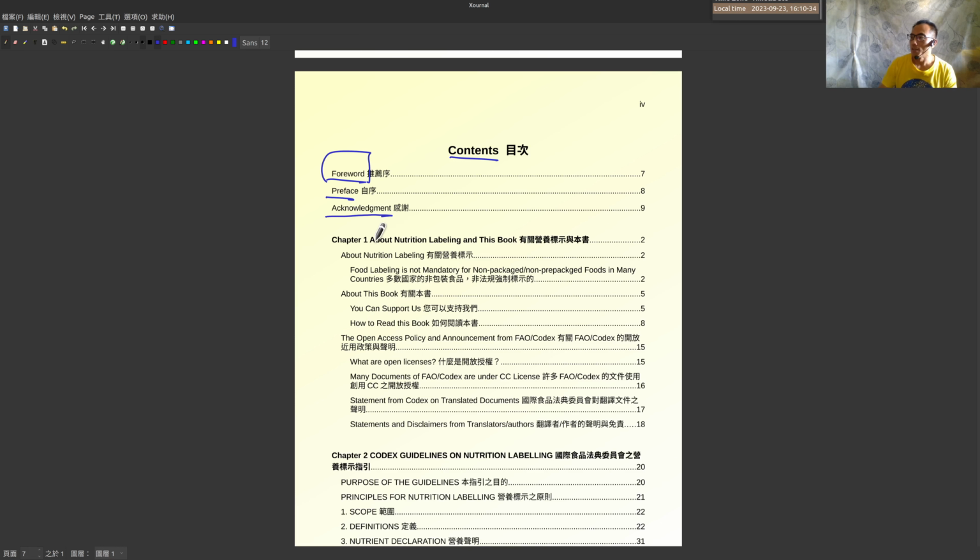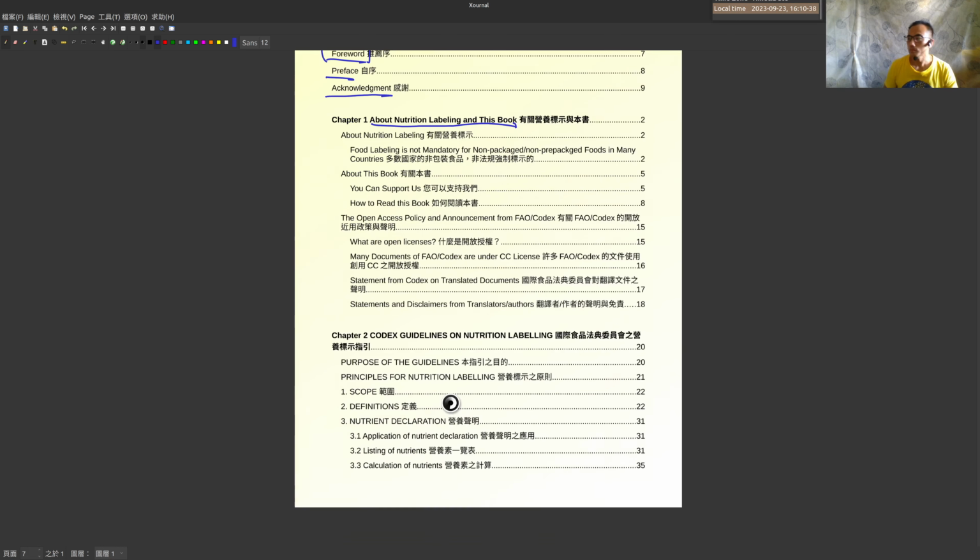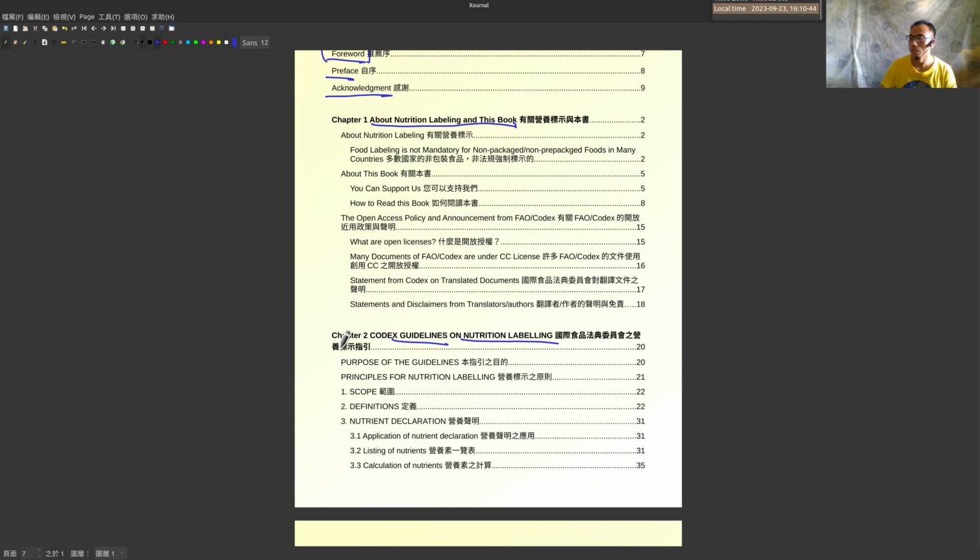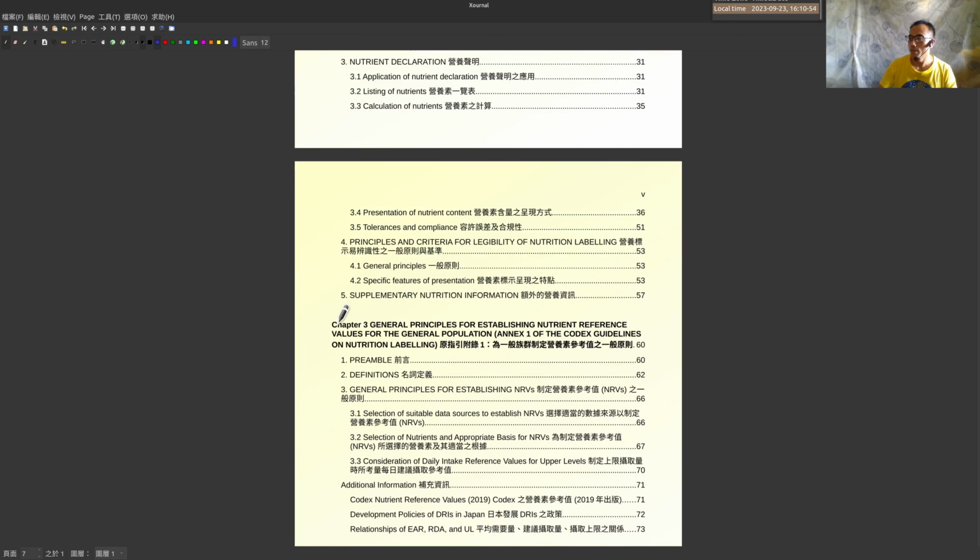Chapter 1 is about nutrition labeling and this book. Chapter 2, Codex Guidelines on Nutrition Labeling. We did a translation and added some information from Taiwan and the US into this chapter. Chapter 3, General principles for establishing nutrient reference value for the general population.